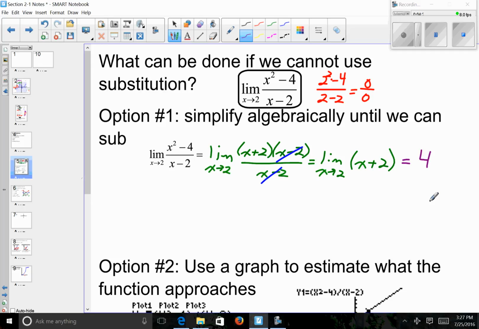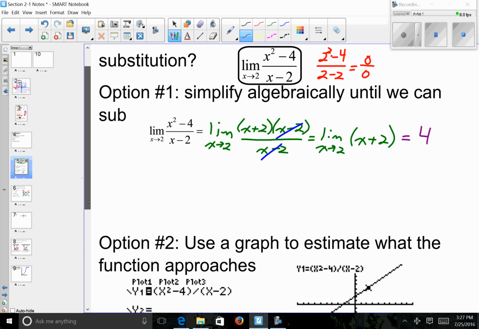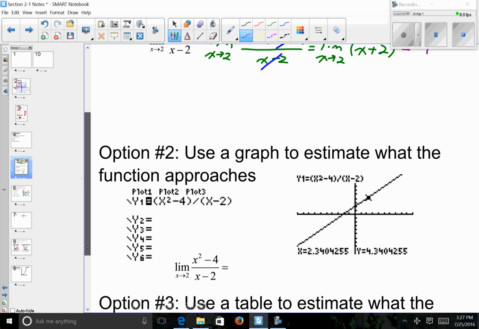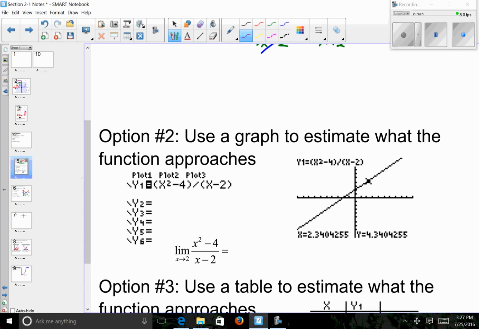But let's say that for some reason you're not able to simplify it, but you have your graphing calculator handy. You could go ahead and graph the function. And because you remember your Algebra 2 and pre-calculus so well, you know that this is going to look like the graph of x plus 2 with a hole at an x value of 2. And I can see then, and using trace, that my y value is approaching 4 when the x values are approaching 2.